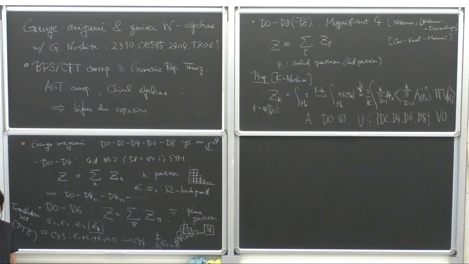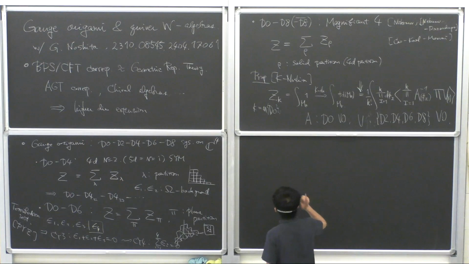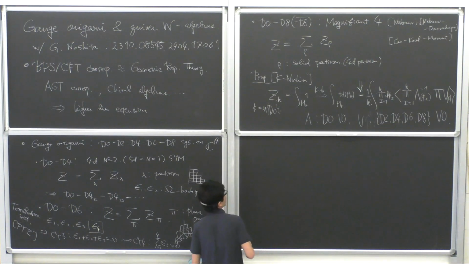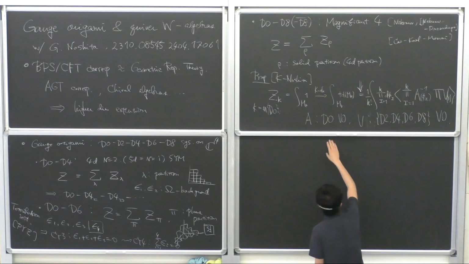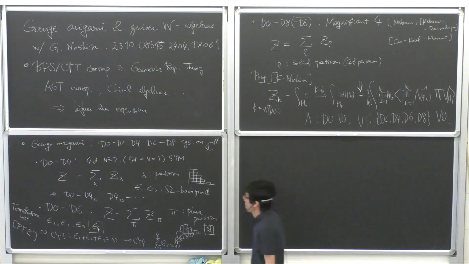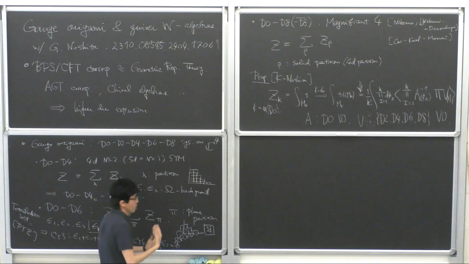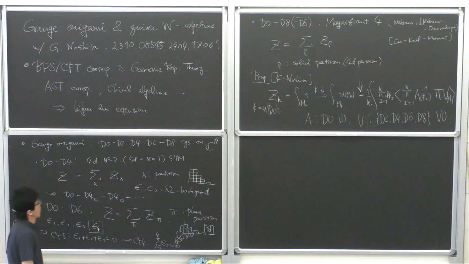Any other questions? Okay. So for the rest of the time I'm going to explain, or more or less physically derive, this correspondence, what these vertex operators are, and how you can get these vertex operators.